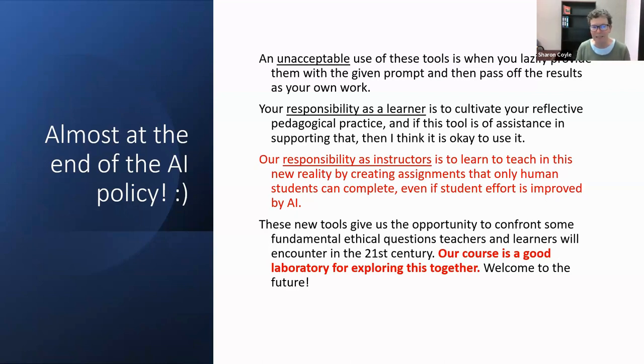unless you build functionalities into your assessment, things like, I want you to hand in an outline, and I want you to explain why you did it like that, or I want you to hand in several steps. That will be a way to make sure that your students, they might still be using ChatGPT to help them, but it wouldn't be able to do it all because of the steps. It's talking about the responsibility as a learner and our responsibility as instructors, because this is the class for student teachers, to learn to teach in this new reality by creating assignments that only human students can complete, even if student effort is improved by AI.